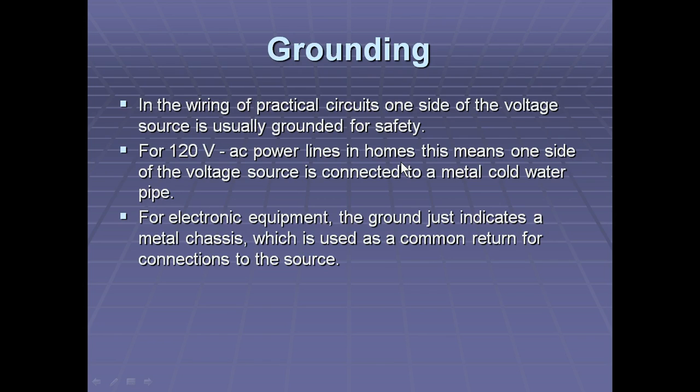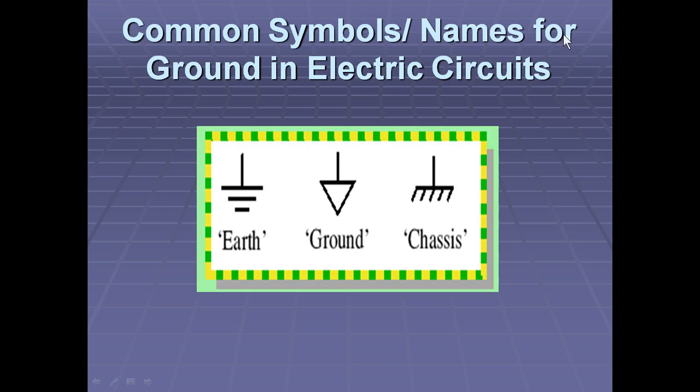Now what is grounding? It is the wiring of practical circuits on one side of the voltage source, which is usually grounded for safety. So grounding is for safety. For 120 volt AC power lines in homes, this means one side of the voltage source is connected to a metal cold water pipe, and for electronic equipment, the ground just indicates a metal chassis, which is used as a common return for connection to the source. Common symbols and names for ground in electrical circuits: this is earth, this is ground, this is chassis.